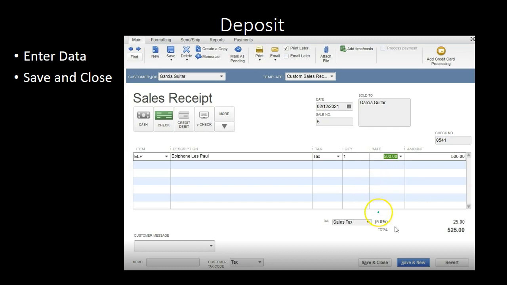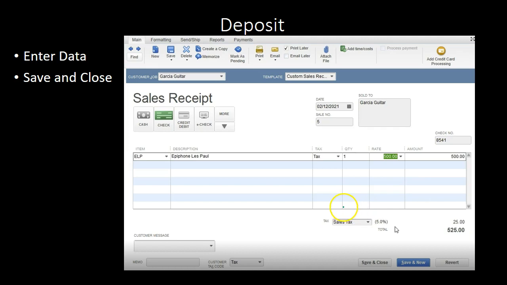We're also going to calculate the sales tax at 5%, which will be $25, which was 500 times 5%. The 500 plus the $25 sales tax gives us what we expect to receive from the customer, 525. Pretty easy data input screen to go through.